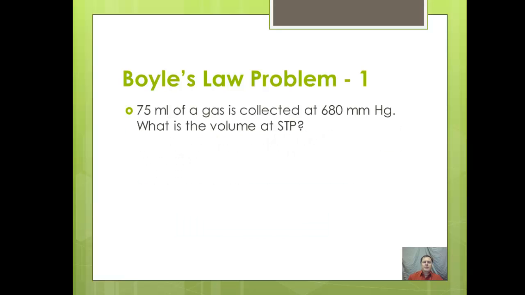First example: 75 milliliters of gas is collected at 680 millimeters of mercury. What's the volume at STP? First of all, think back: STP, standard temperature and pressure. We're going to have to know those values. If we set this up using P1V1, P1 is the pressure and V1 is 75. It wants to find V2, so the first thing I would do is rearrange this equation for V2. All I did was divide each side by P2, and we get V2 by itself.